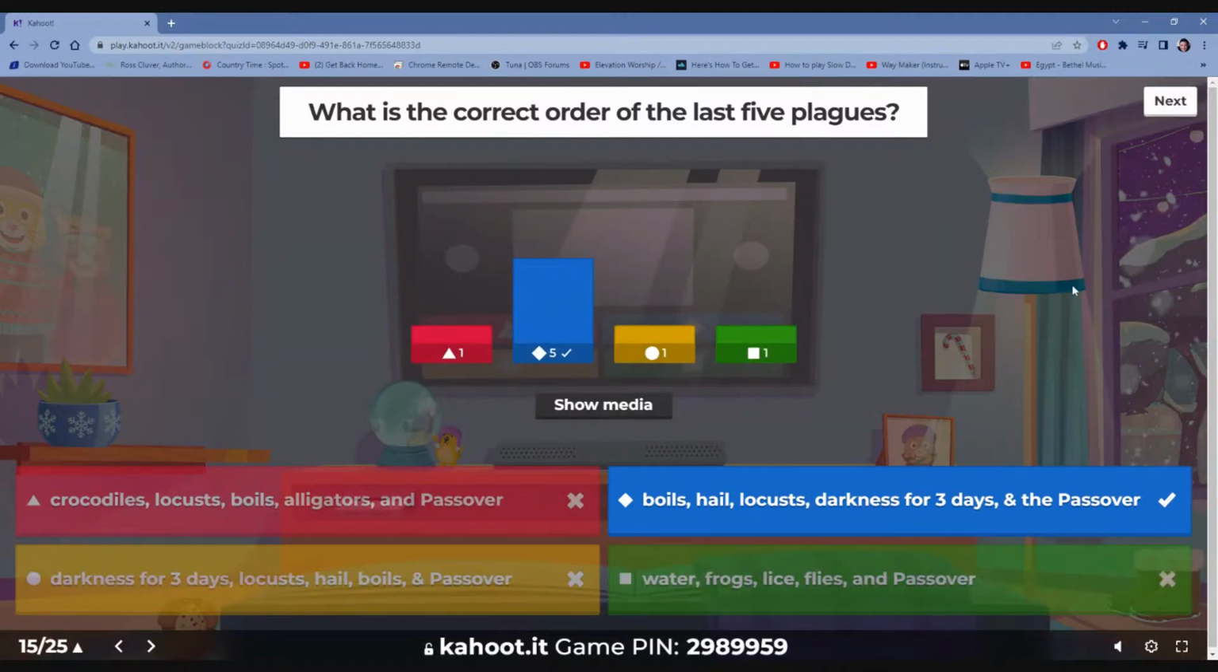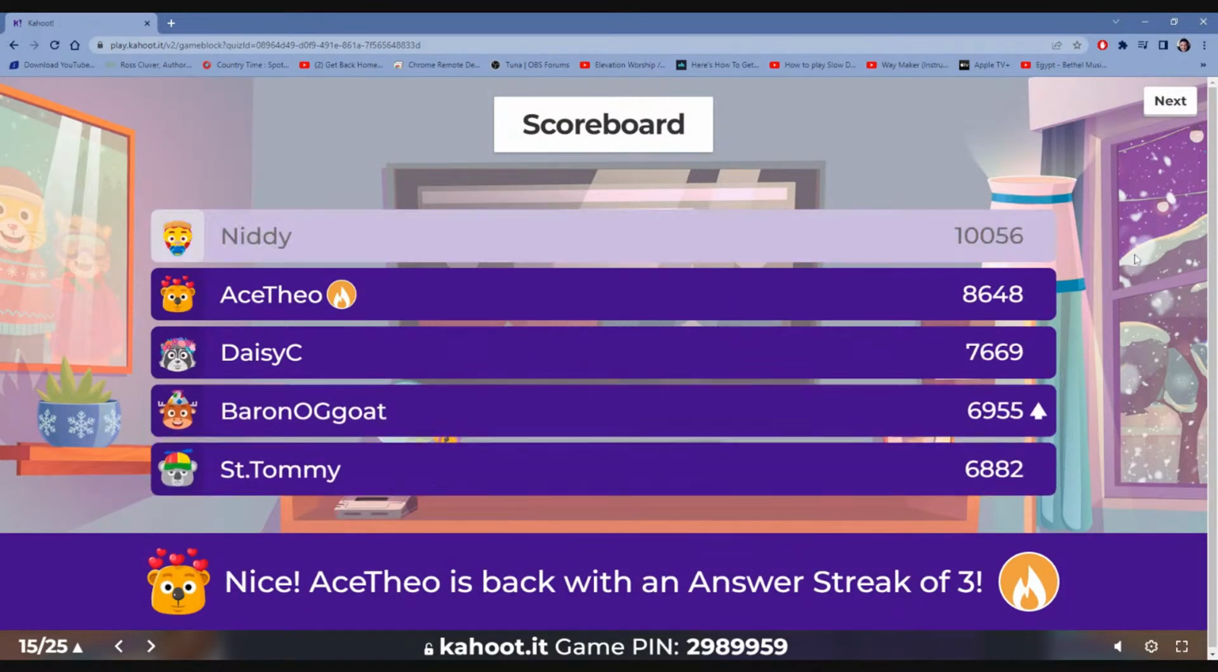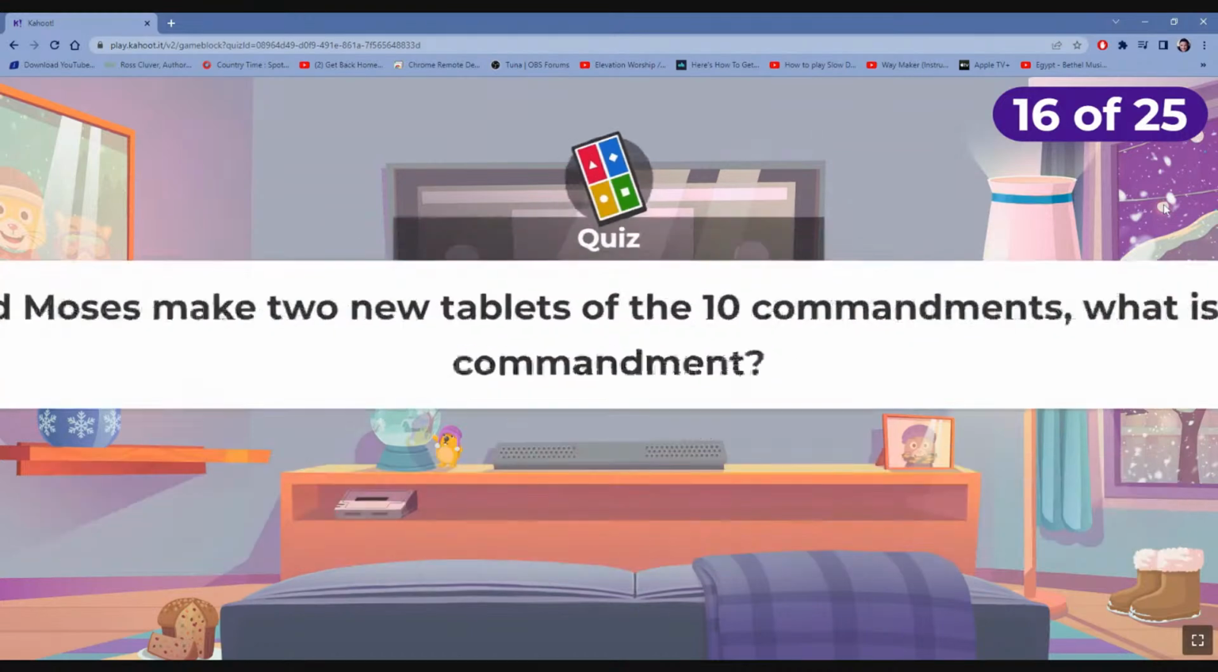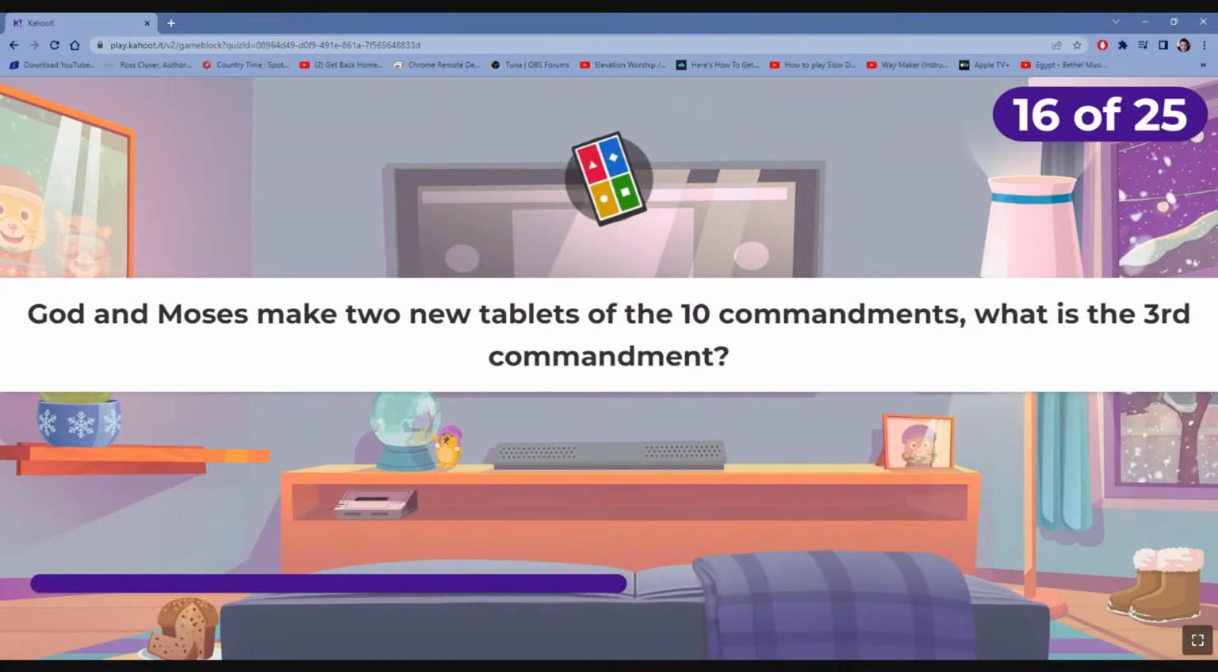It was boils, hail, locust, darkness for 3 days, and the Passover. Majority got that right, including our Bible teacher, Nitty. Ace Theo on fire with a streak of 3, in second place with 9,000. We're almost 1,400 behind Nitty. Nitty needs to get one wrong. And hopefully soon, when we get to the ones that are a little personalized, Nitty may not know. So if you paid attention to my channel and the community tab, you might be able to beat Nitty.